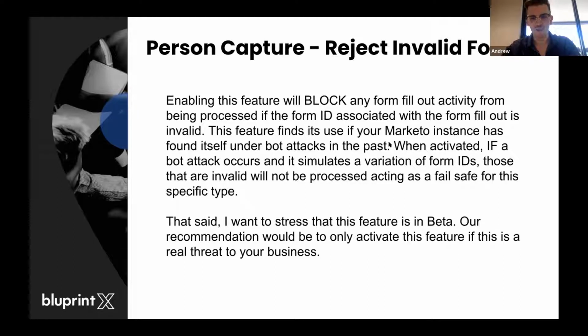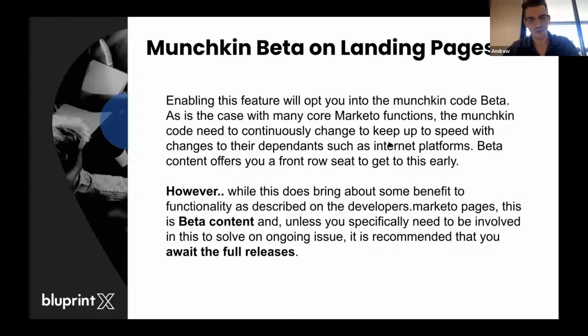And the final one I briefly wanted to touch on was the Munchkin beta on landing pages. Previously, enabling this feature would opt you into the Munchkin code beta. Now it doesn't. The reason you would opt into this is because many of the core Marketo functions need to update to the dependents, such as internet platforms, and the beta content offered you a front row seat to get this. But now activating it doesn't do that.